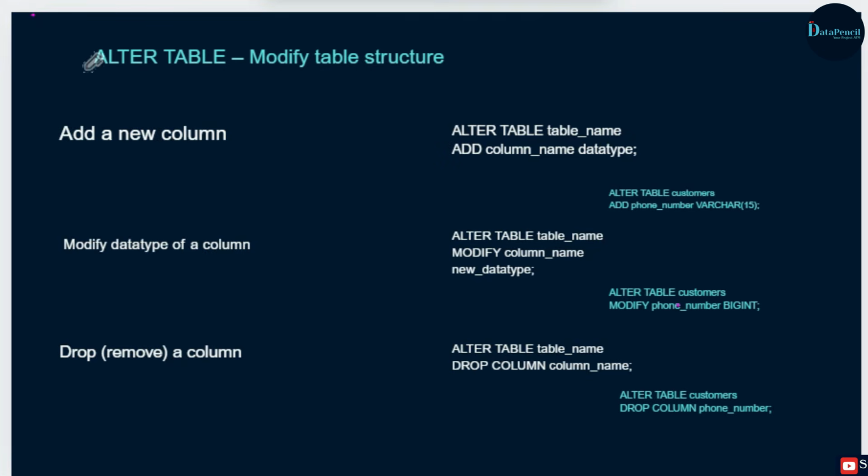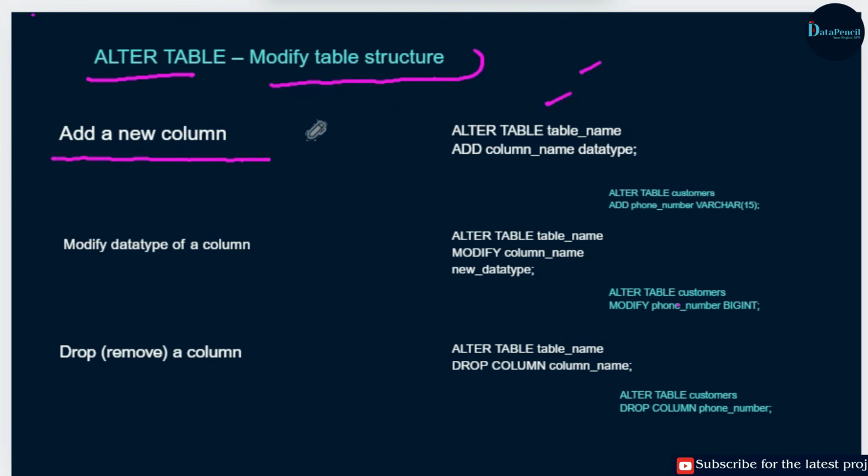Now this time you want to alter the table. You have to modify the table structure, and table structure means the name of the column and the data type of the column. So at first, if you want to add a new column, how can you add it? You have to write ALTER TABLE, because at this time you are making changes in the structure of the data. So for that you will write ALTER TABLE and then the table name.